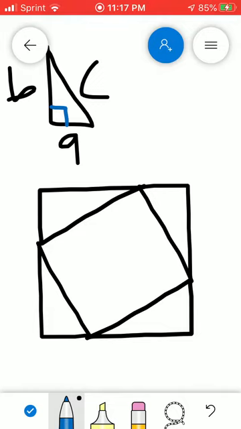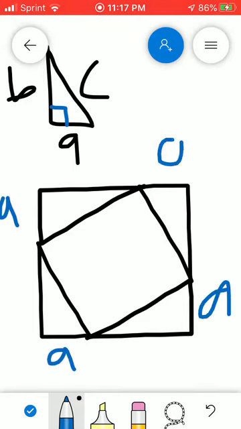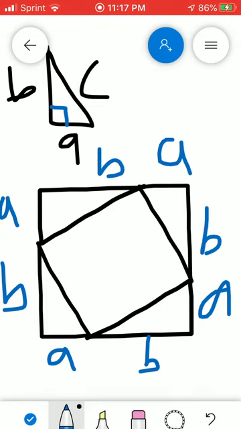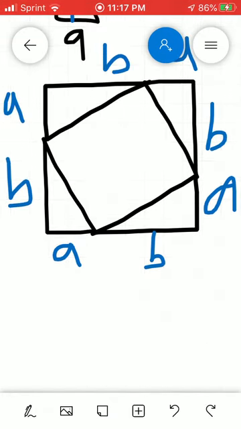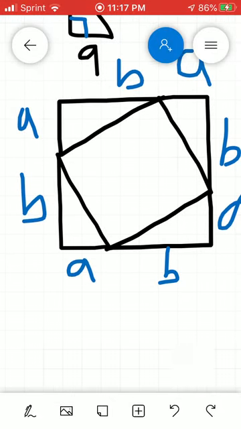Here we just have four identical triangles set up in a certain way. The short side here is going to be A, the short side here is A, and the short side here is A, and the short side here is A. And the long sides are all B. So we have B here, B here, B here, and B up here. So what does that mean for the area of this big box, the area of the whole thing?